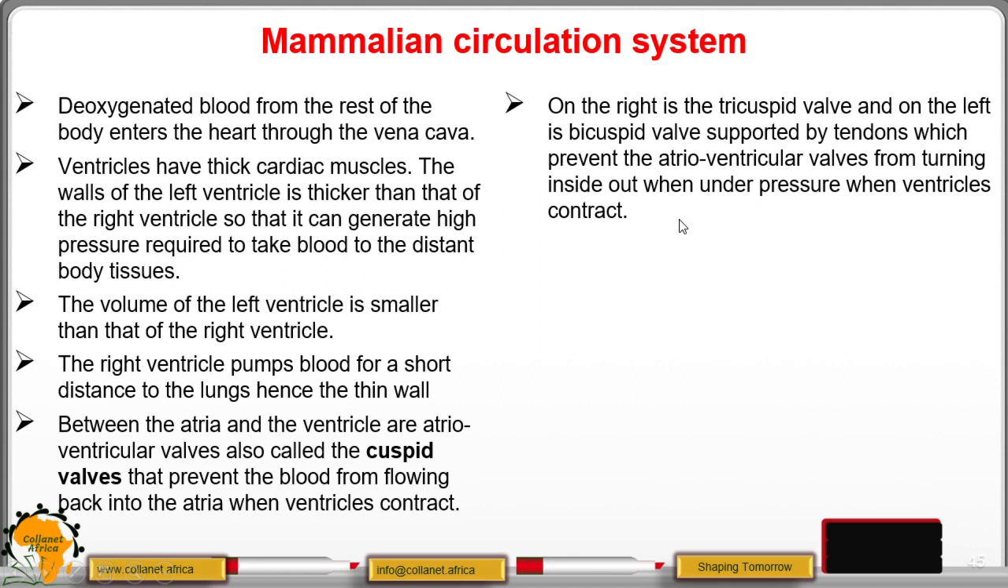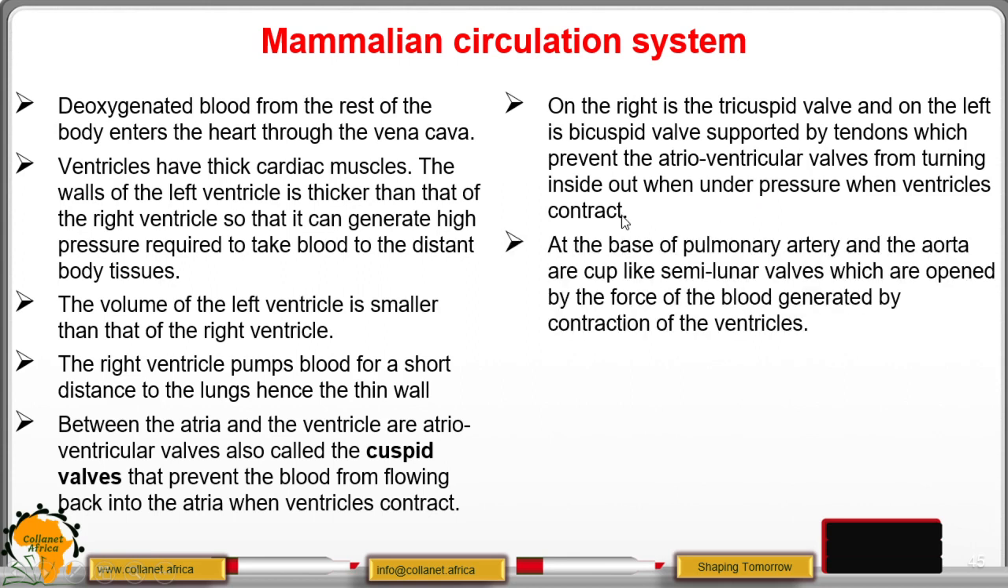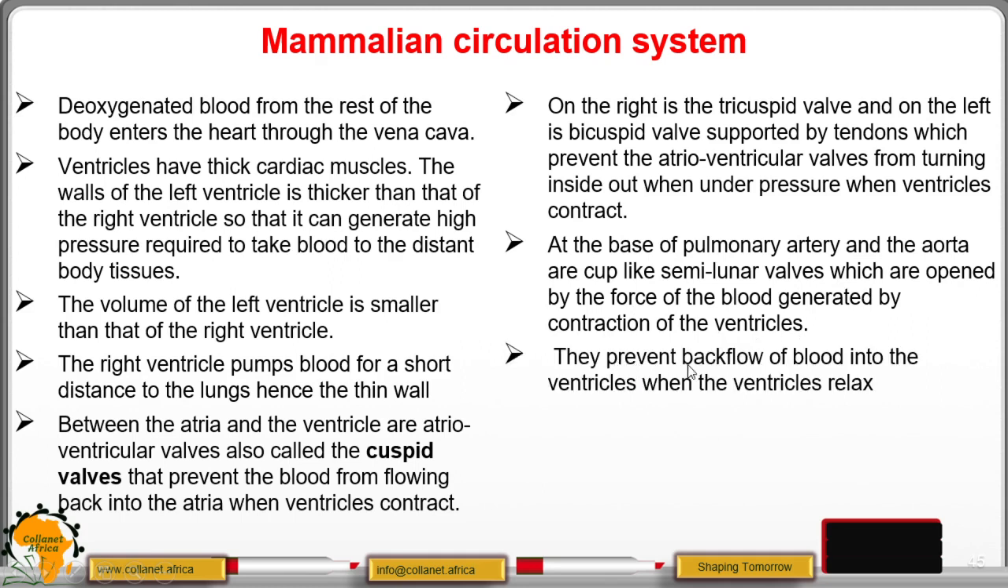when ventricles contract. At the base of the pulmonary artery and the aorta are cup-like semilunar valves, which are opened by the force of the blood generated by contraction of the ventricles. They prevent the backflow of blood into the ventricles when the ventricles contract.